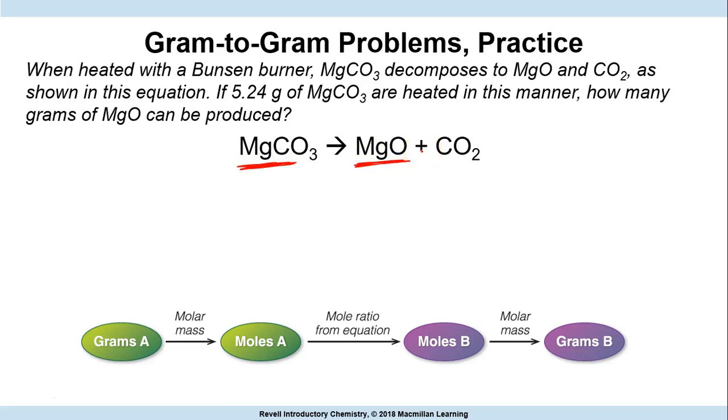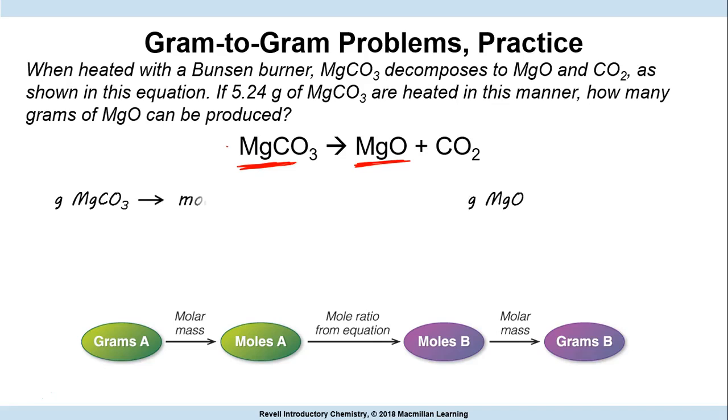As the map shows, we are going to move from the grams of magnesium carbonate to moles of magnesium carbonate using the molar mass of magnesium carbonate, and from moles of magnesium carbonate to moles of magnesium oxide using the balanced equation, 1 mole reacts with 1 mole. So that is what we are going to use. And from the moles of magnesium oxide that we obtain, we will then convert to grams of magnesium oxide. So let's start. So that is the procedure.